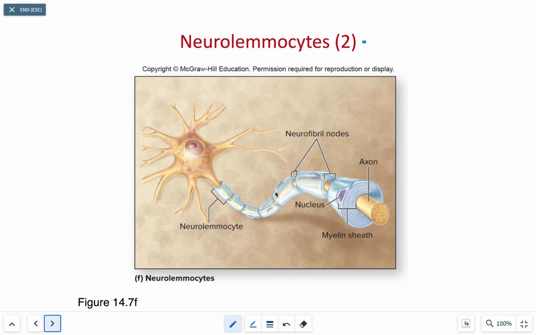In between each one of these neurolemmacytes or areas of myelin, you're going to have the neurofibril nodes. This is going to be important to allow for propagation of the nerve impulse or action potential along the axon. The importance of neurolemmacytes laying down myelin sheaths is to allow for faster propagation of a nerve impulse.